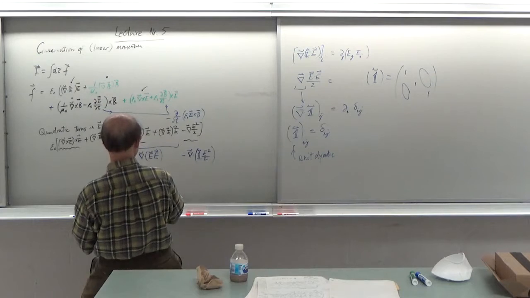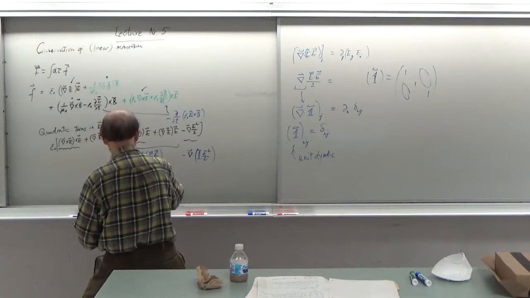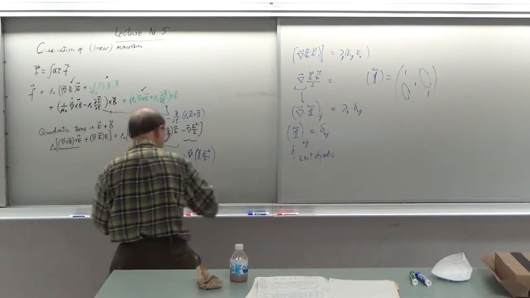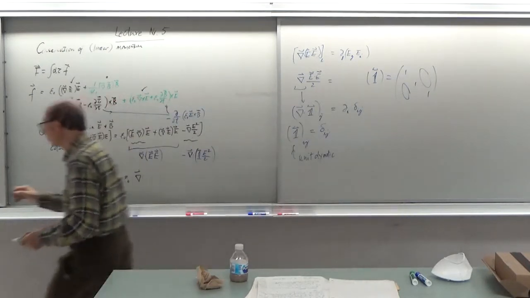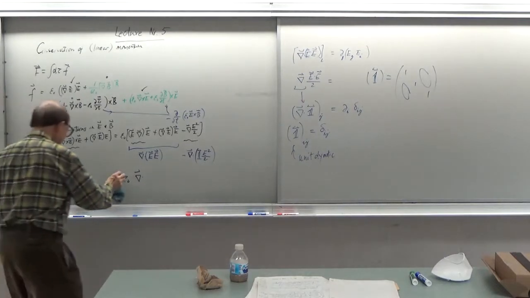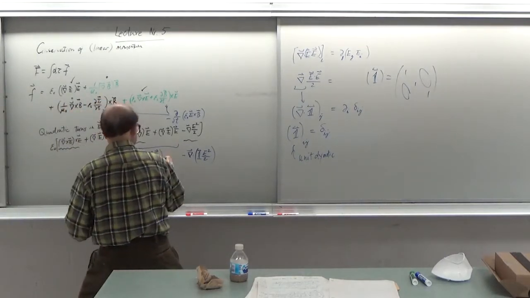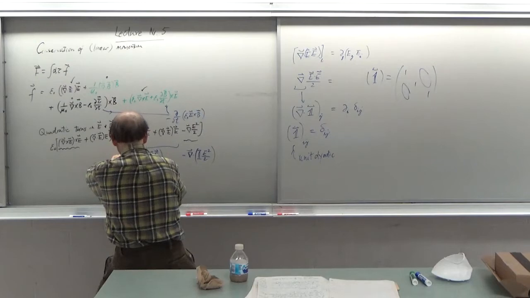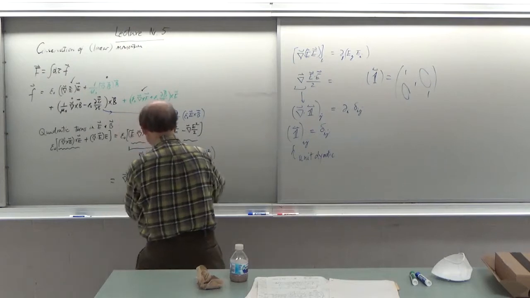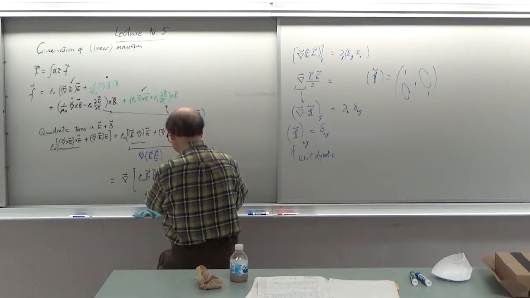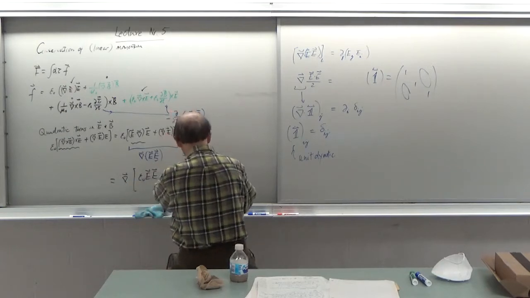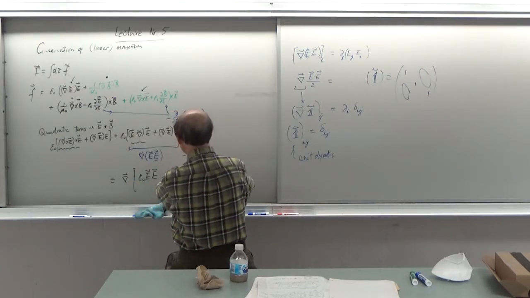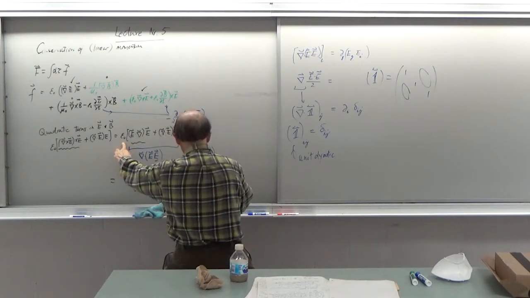Let me see. Divergence, right? So these can be combined to be of the form divergence of epsilon naught E, which is this term, and then a minus divergence of, and that is an epsilon naught there, so it's 1/2 of epsilon naught E squared.